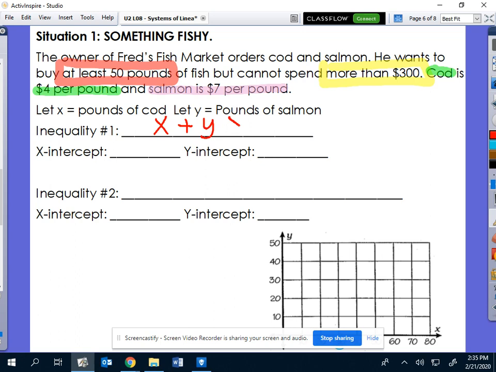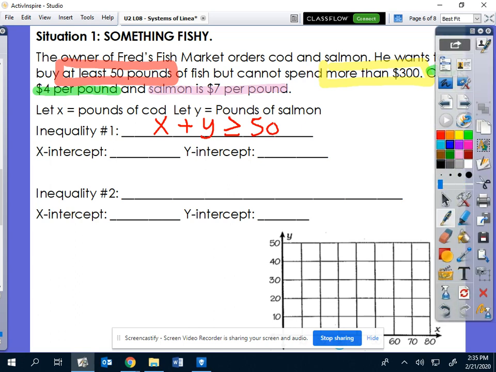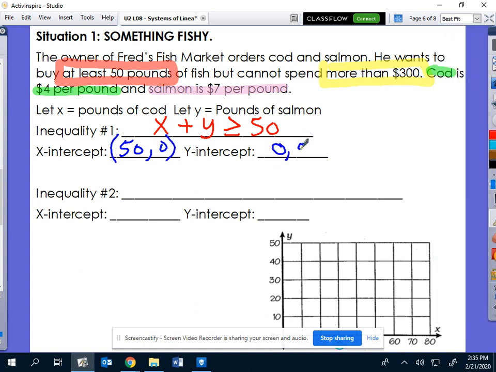So remember, don't get fooled. It's not less than, it's greater than or equal to the 50 pounds. So our x and y intercepts there are actually very easy because they're just both 50, right? 50 comma 0 and 0 comma 50. You could buy a total of 50 pounds of cod with no salmon or vice versa.